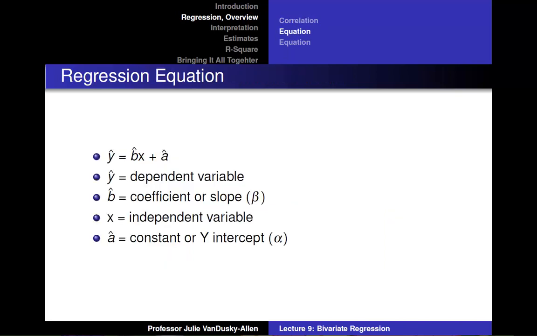One way to formally represent a regression equation is to write y hat equals b hat times x plus a hat. Y hat is an estimate of the dependent variable. B hat is the coefficient, slope, or beta. X is the independent variable, and a hat is the constant, y-intercept, or alpha.